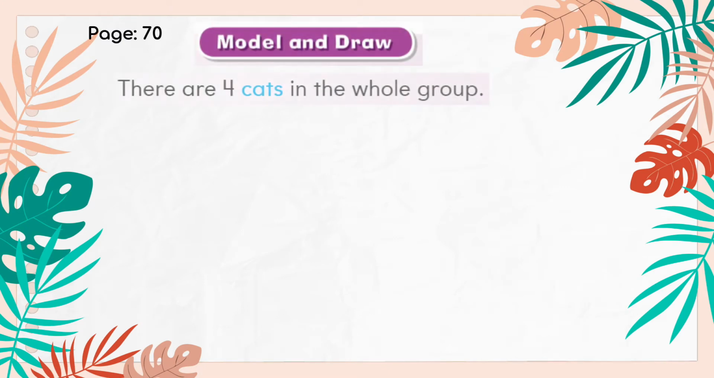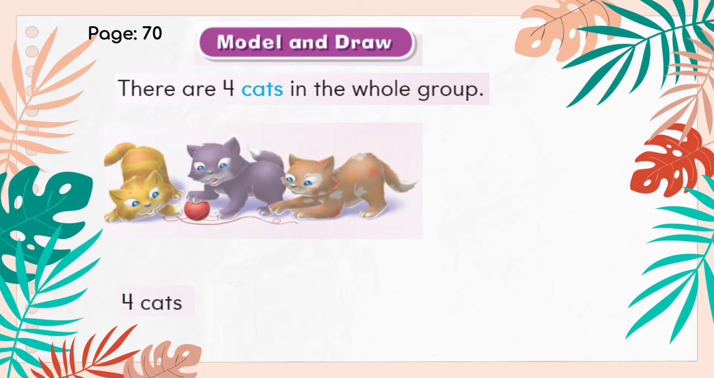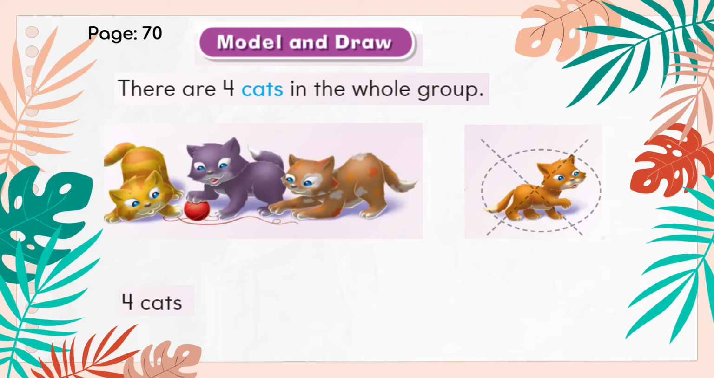Now moving to page 70, it's model and draw question. Reading the question, there are 4 cats in the whole group. So we start with 4 cats. So these are the 4 cats. 1, 2, 3, and 4. Now the next part of the question is 1 cat walks away. So if you look at these 3 here and you look at the 4th one here, you have a circle around it and they have put a cross on it. So it means this 1 cat just walks away.